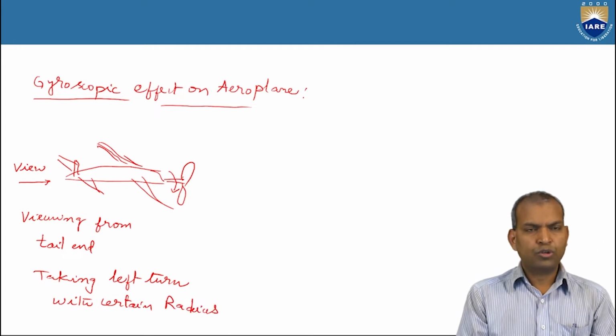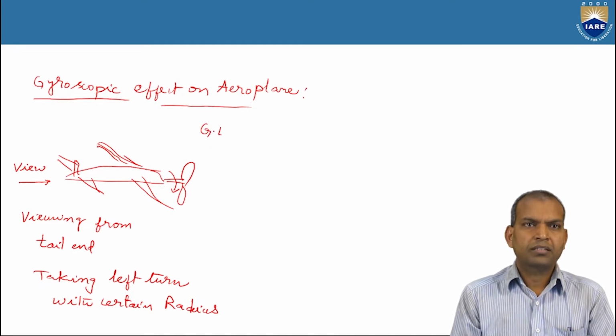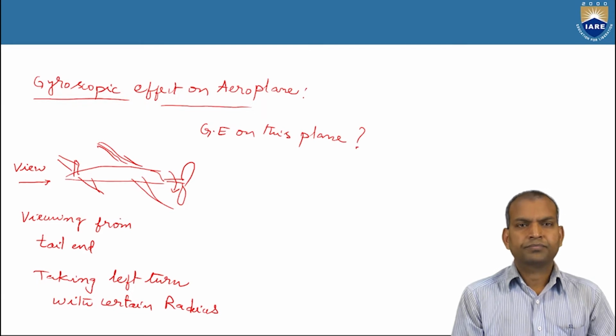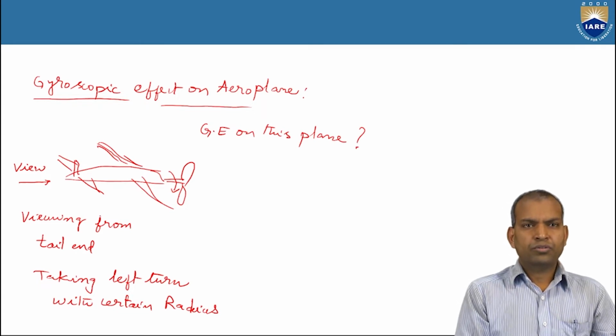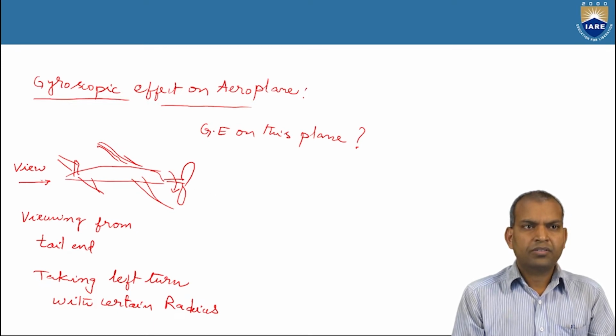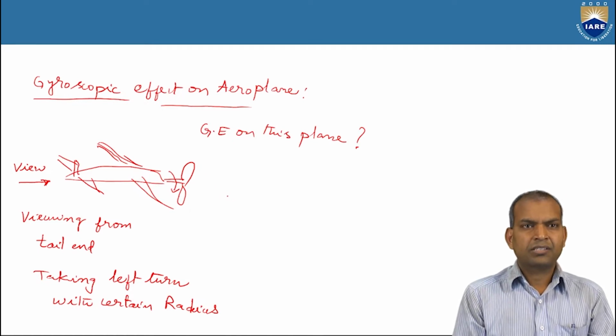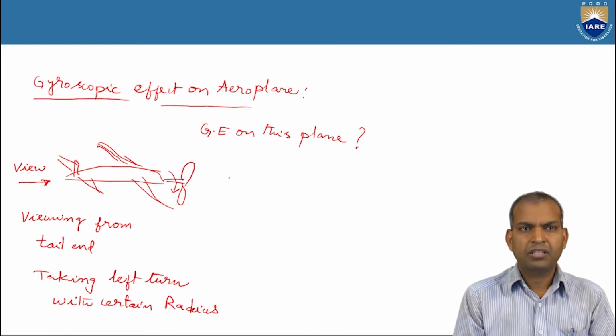Now what is the gyroscopic effect on this plane? How do we have to do it? How to start? When we are viewing from this, how to represent the vector, the direction? In order to understand this, to attempt this problem, we have to understand the vector notation of angular velocity.